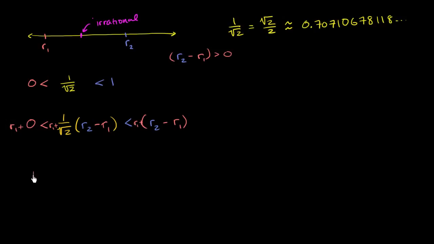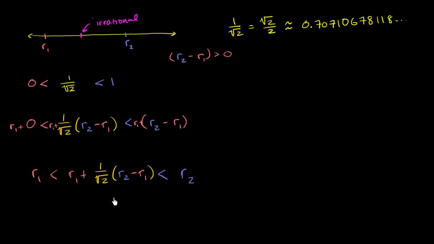And so on the left-hand side, we have R1 is less than R1 plus 1 over the square root of 2 times R2 minus R1, which is less than, well, what's R1 plus R2 minus R1? That's just going to be R2.